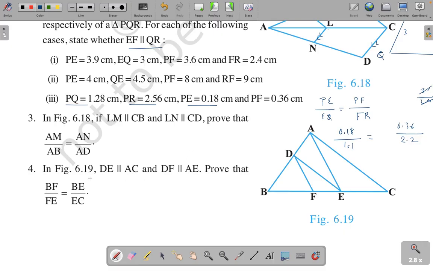In figure 6.19, DE is parallel to AC, and DF is parallel to AE. So this and this are parallel, this and this are parallel. You need to prove BF.